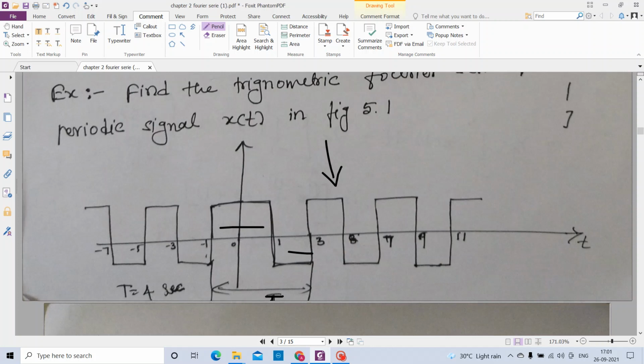The fundamental time period you have to find out. Sometimes they will give it directly in the problem, sometimes you determine it by observing the figure. So you have to determine the fundamental time period. So T is equal to 4 seconds. How did we get this 4 seconds?